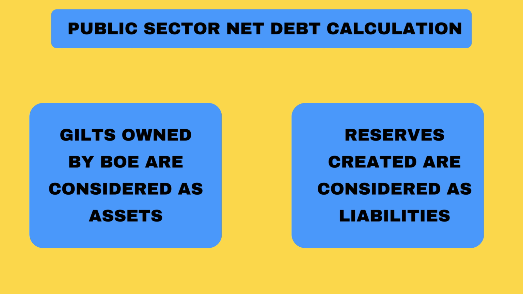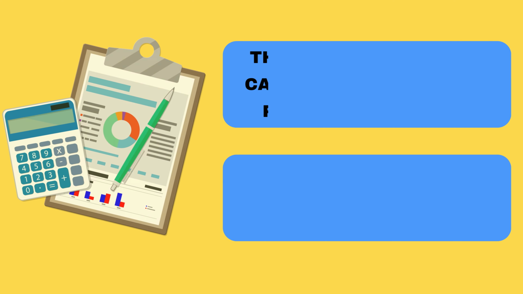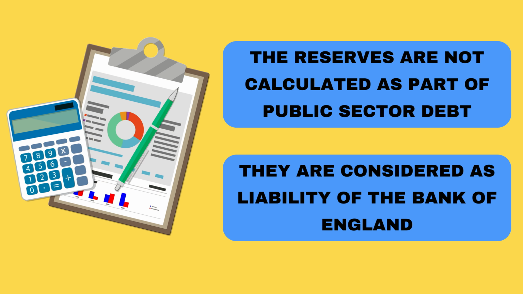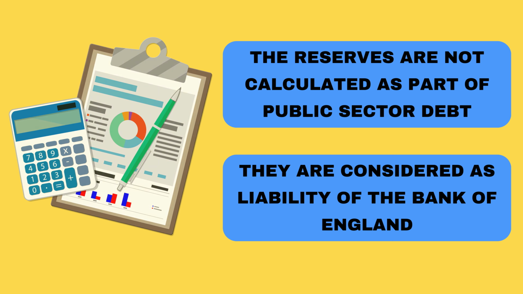In the public sector net debt (PSND) calculations, the gilts owned by the BoE are accounted for as assets, and the reserves created are liabilities. However, under the current fiscal reporting rules in the UK, when calculating PSND, these reserves are not included as part of the public debt calculations. This is because they are considered technical liabilities of the central bank, not direct liabilities of the government.